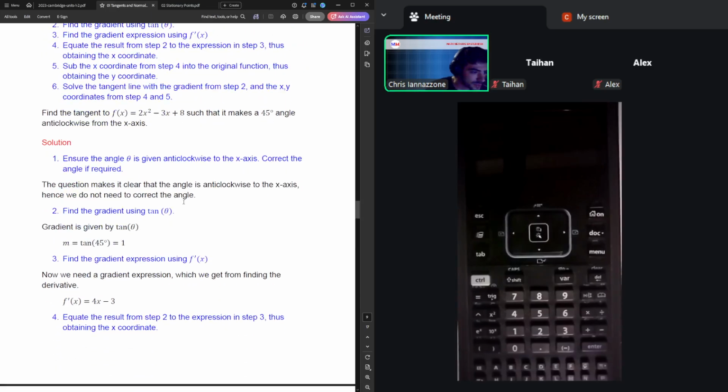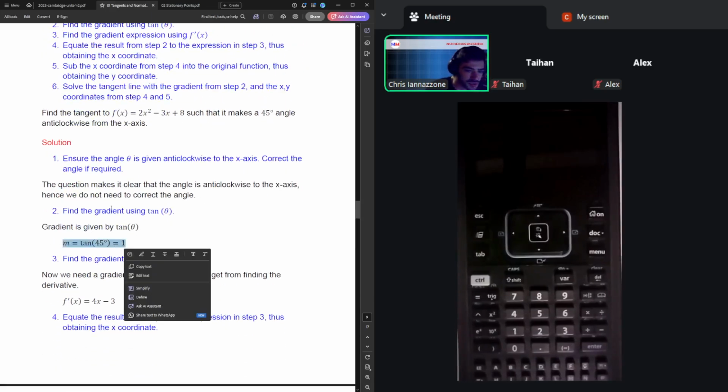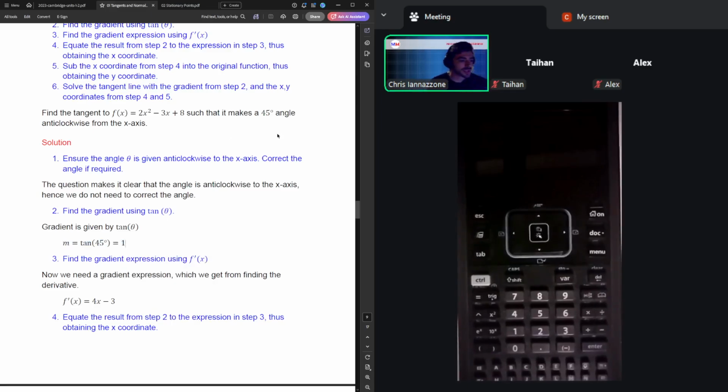Whenever you have angle-related information, it's often required to convert that directly into gradient-related information, which you do by plugging into tan theta. Tan 45 will give you 1. From there, we have the gradient that we need. What we now need is the point.